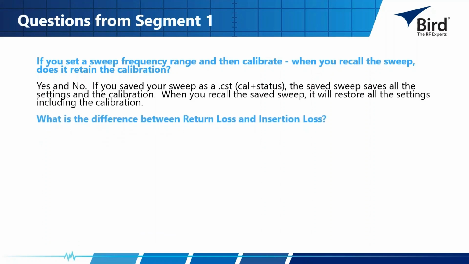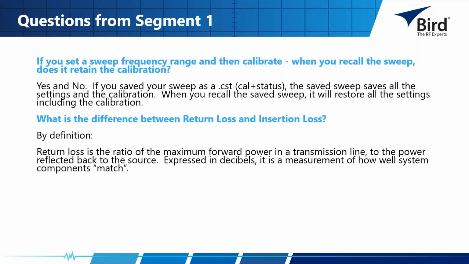Another question is, what is the difference between return loss and insertion loss? Some people get confused with this. So I'm putting up, by definition, return loss is the ratio of the maximum forward power in a transmission line to the power reflected back to the source. It's expressed in decibels. It is a measurement of how well system components match. And that was another poll question last week. What do we want to match to? Well, the answer is 50 ohms. So all the components, we are checking to see how well they're matched to 50 ohms.